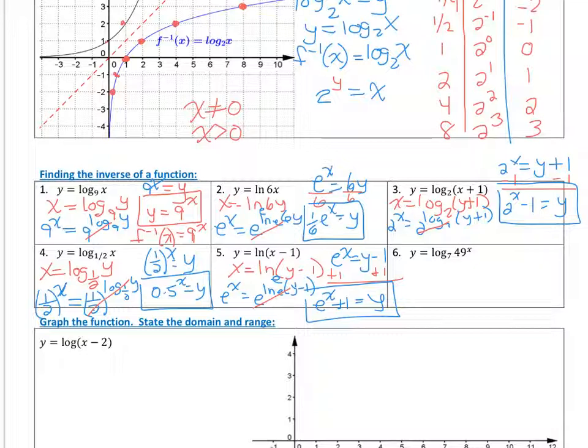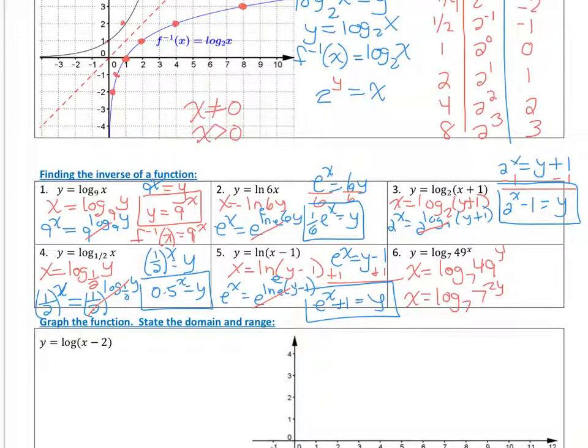And finally, number 6, y equals log base 7 of 49 raised to the x power. So we're going to replace y with x and x with y. Now at this point, hopefully you see that this right side here can be simplified a little bit. So let's take a look at that. We've got log base 7. 49 is 7 squared. So power on power, we could replace that 49 to the exponent of y with 7 to the exponent of 2y.